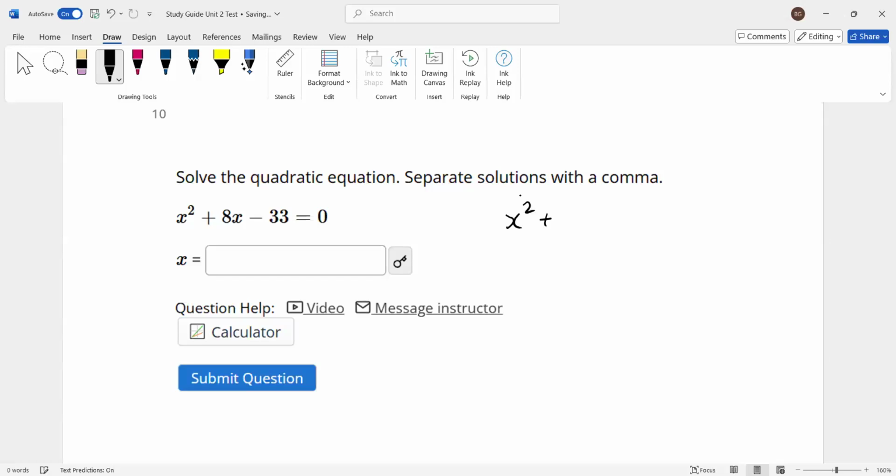x squared plus 8x minus 33 equals 0. The left side can be factored as positive 11, negative 3. Double check. The two numbers must multiply to C. 11 and negative 3 multiply to negative 33. They add up to positive 8. 11 minus 3 is positive 8.